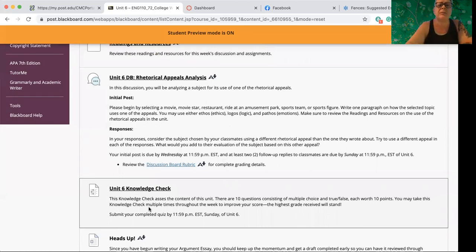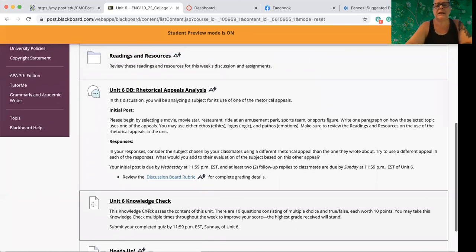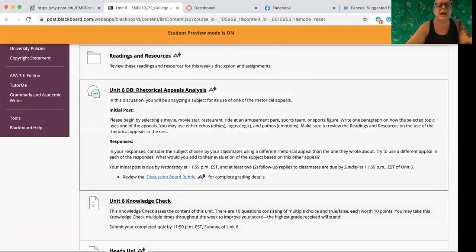The rhetorical appeals analysis assignment is your discussion board this week, and you're going to select a movie star, restaurant, ride at an amusement park, sports team, or sports figure. There's a lot of leeway here; you can pretty much choose whatever you want. You're going to write one paragraph on how the selected topic uses one of the appeals: either logos, logic and reason, ethos, reliability and credibility, or pathos, that emotional connection.